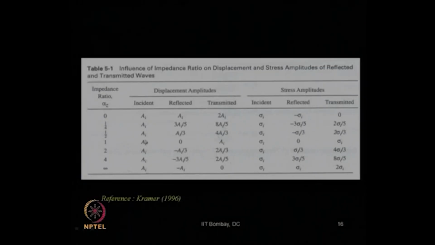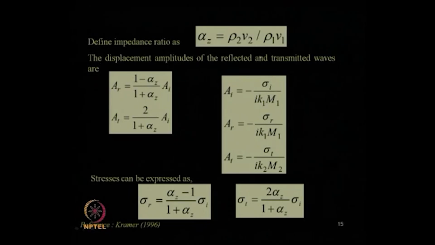So, let us look at the displacement amplitude of incident wave A I. Reflected is 0, which is quite obvious. Nothing should get reflected, the entire thing should continue as transmitted. So, the same wave will continue, so A I will continue. And let us look at the stress conditions. Incident wave stress amplitude is sigma I. There is nothing called reflected, and the entire thing gets transmitted. That is, the same wave continues. So, sigma I. Clear?